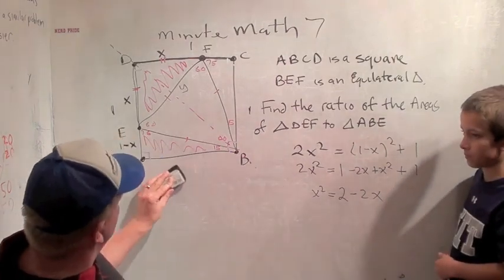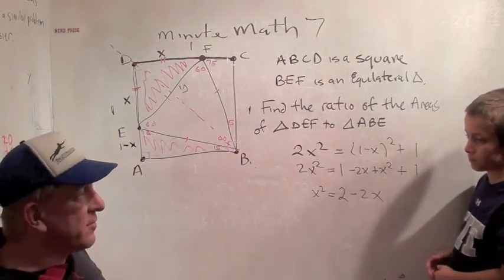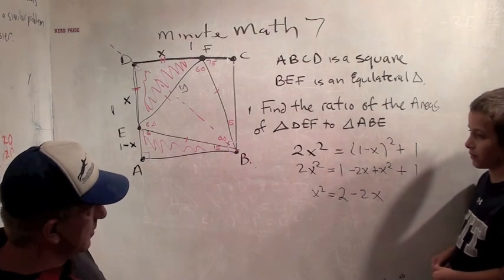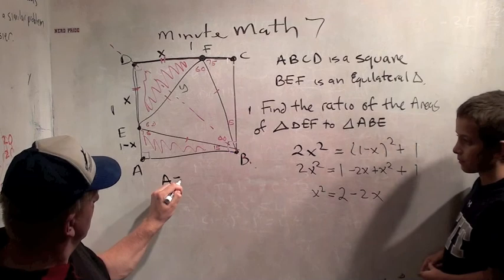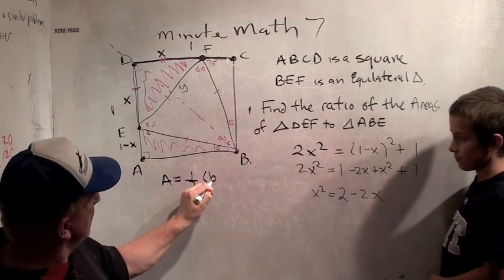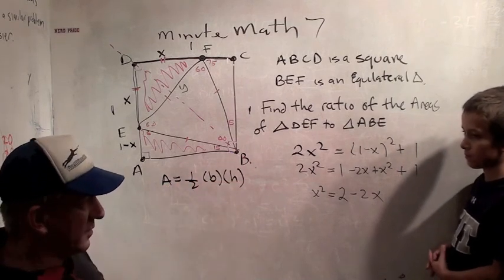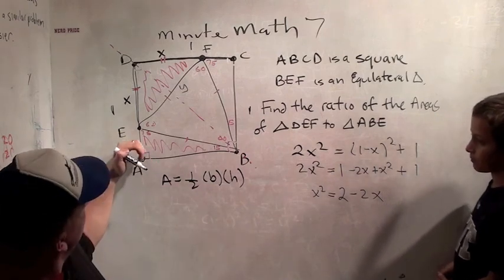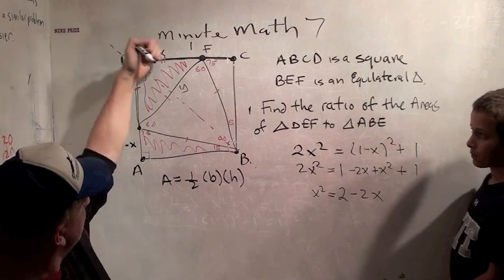What we're trying to find is the ratio of the areas of this triangle. You remember how you find the area of a triangle? 1/2 base times height. You remember that? Yeah, 1/2 base times height. Well, in right triangles it's really easy. It's 1/2 base times height.